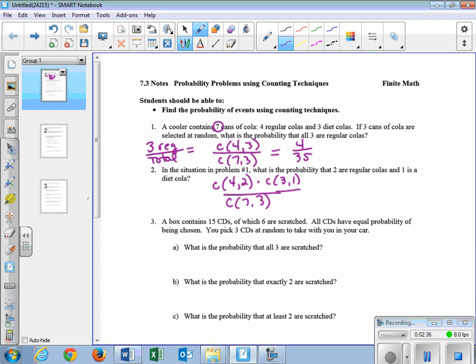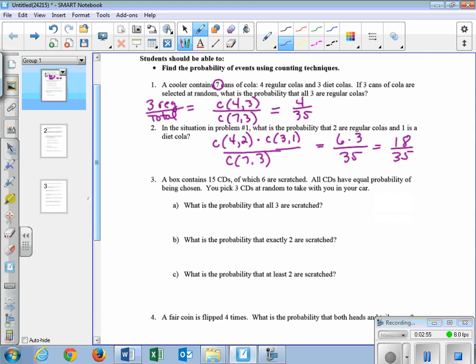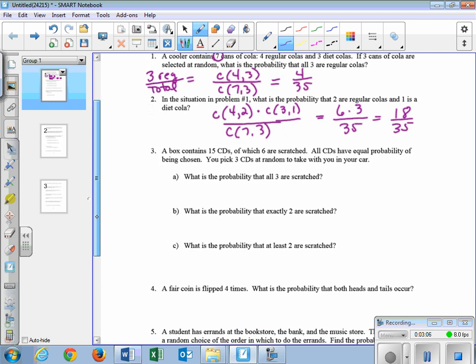I'm picking 1. I know that 4 choose 2 happens to be 6. 3 choose 1 is 3. And then this we found out was 35. So I get 18 over 35 as my answer for number 2. So as you can see here, it's not just picking one coin or one soda. We're picking different types. So we have to throw in our counting techniques that we used from chapter 6. That's what it's all about.